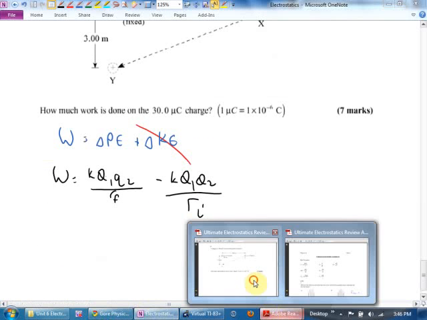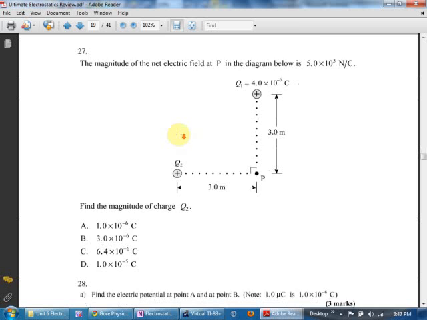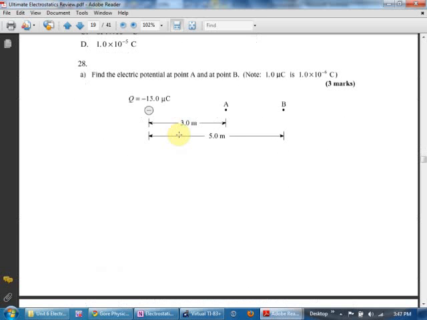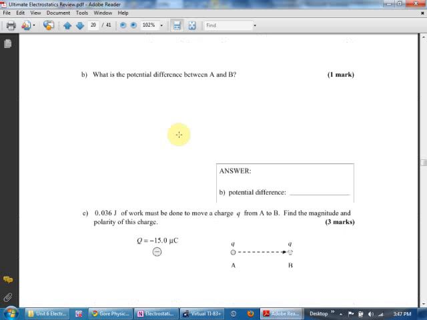Electric field a little bit. What's another word for electric potential? So how am I going to do that? Oh, KQ1 over R. And KQ, so KQ1 over 3, that's for part of it, and KQ1 over 5. Part B, what's the potential difference? Which mathematical operation does difference generally refer to? Subtraction.